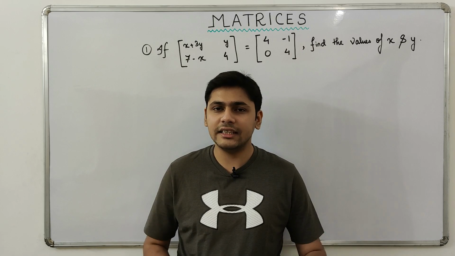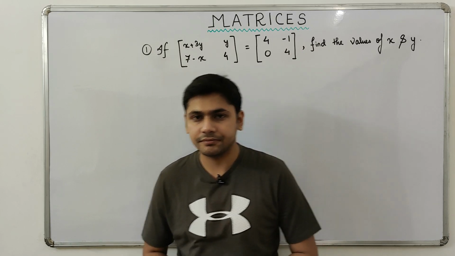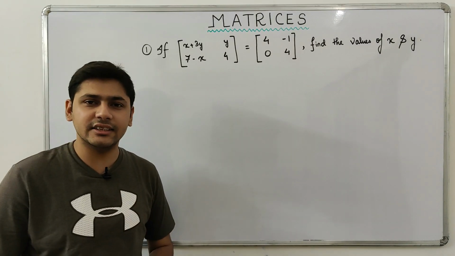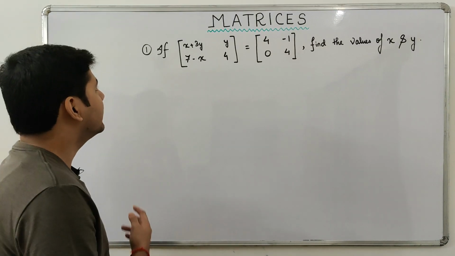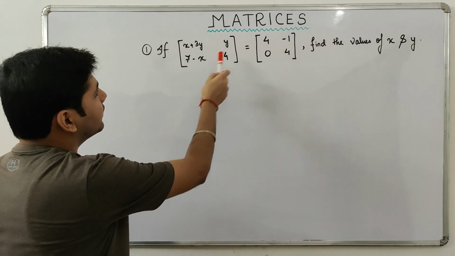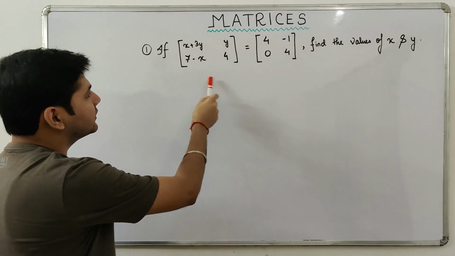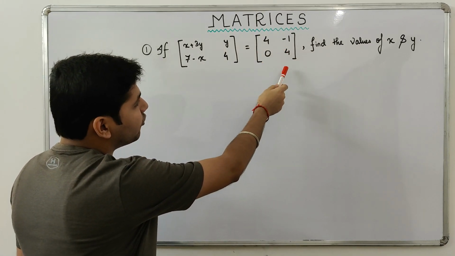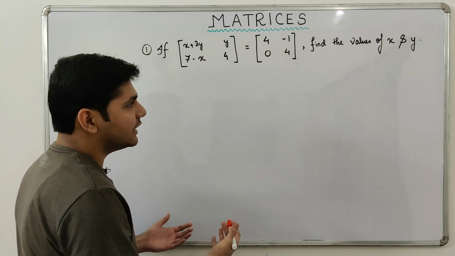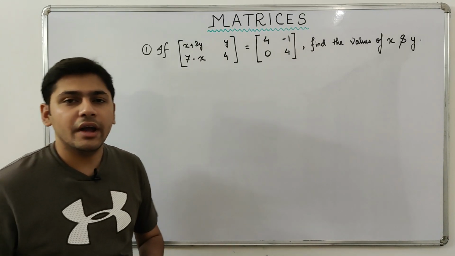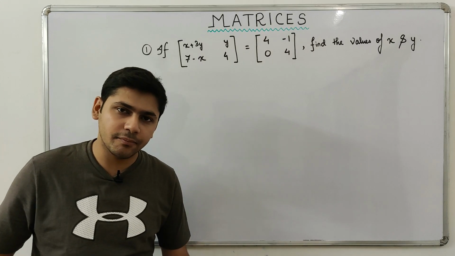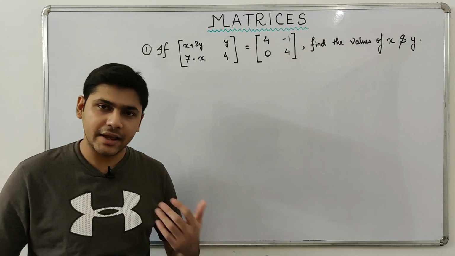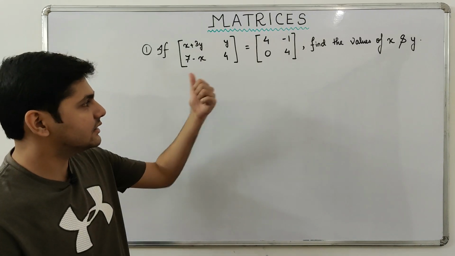Without further ado, let's begin with the first sum. The first sum is from equality of a matrix and it is very simple. If x plus 3y, y, 7 minus x, 4 is equal to 4, minus 1, 0, 4, you have to find the values of x and y. Now, if two matrices are equal, then all of their corresponding elements will be equal. Based on this, we will solve this sum.